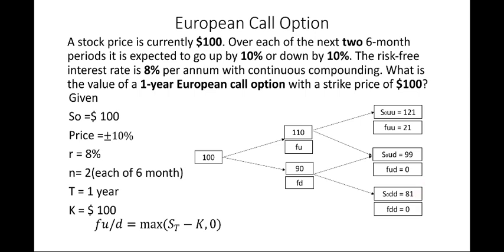So FUU is the maximum of ST minus K or 0. Here ST is 121, so 121 minus 100 comes out to be 21. For FUD, ST is 99, so 99 minus 100 comes out to be minus 1, and out of minus 1 and 0, minus 1 is less than 0, therefore FUD will be equal to 0.